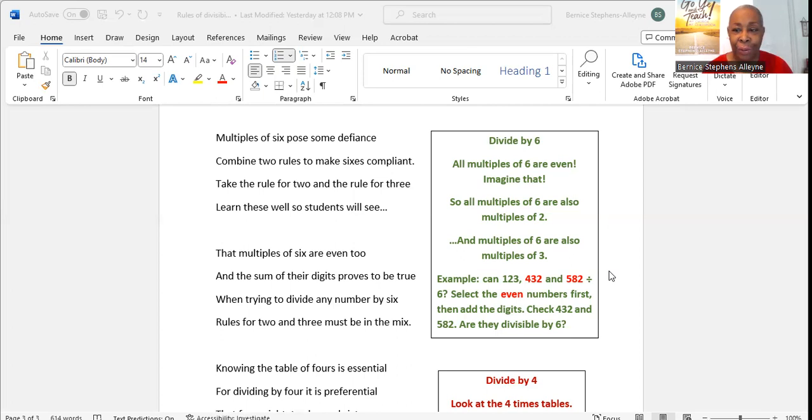It takes getting used to, but it'll help as long as you remember that the rule for 2 and 3 will both work together with a number that is a multiple of 6.